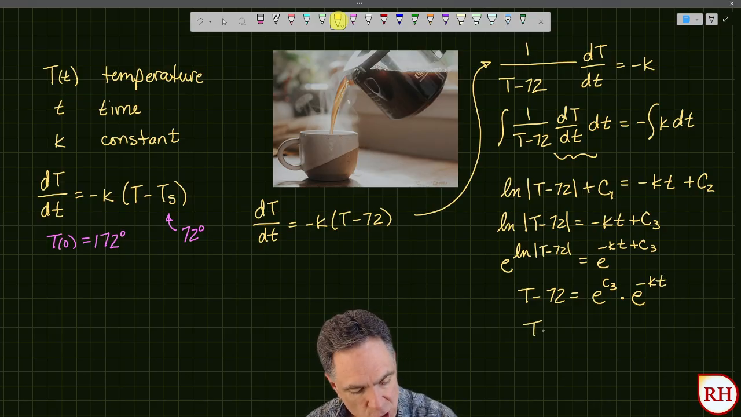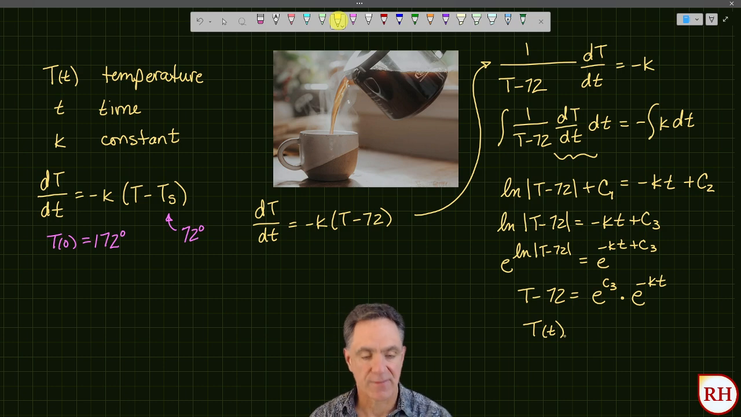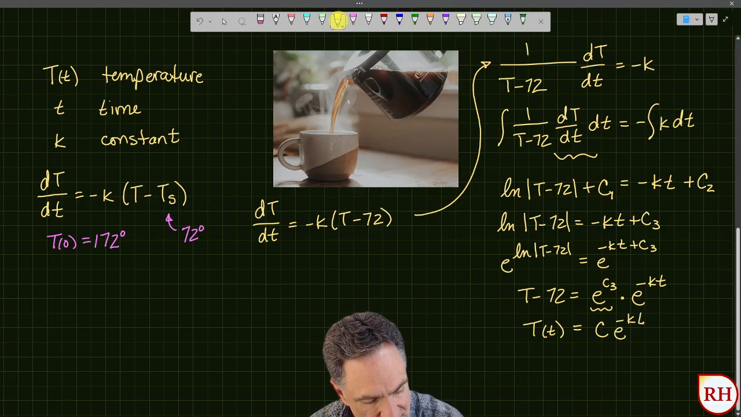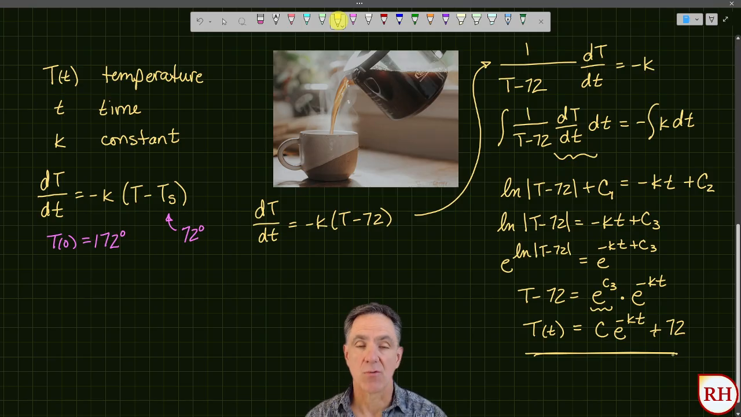We have our function, which is temperature as a function of time, is equal to, we're going to do a little bit of simplification. e raised to a constant is just another constant. So we're going to replace the e^(C3) with just another constant C. And then we have C e^(-kt) plus 72. And this is our general solution.